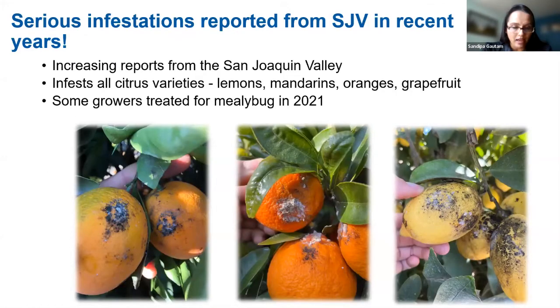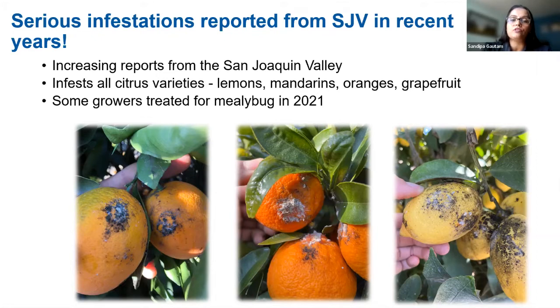But why we are having this webinar today is because they are now being reported in the last several years as a pest from citrus groves by pest control advisors and growers. In recent years, there have been multiple reports from San Joaquin Valley on different citrus varieties, lemons, mandarins, oranges, and grapefruit. As you can see in this picture, the first photo is of oranges, second is mandarin, and third picture is of lemons. And as you can see in these pictures, they are usually present in that cluster. They like that area where the fruit is touching each other.